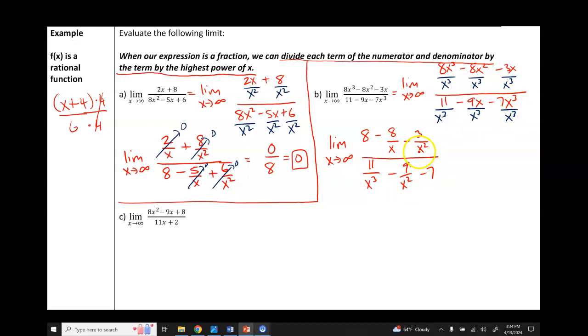Now all these x's we're going to replace with infinity. So this is 0, this is 0, this is 0, this is 0, and we're left with 8 over negative 7, which is just negative 8 over 7.